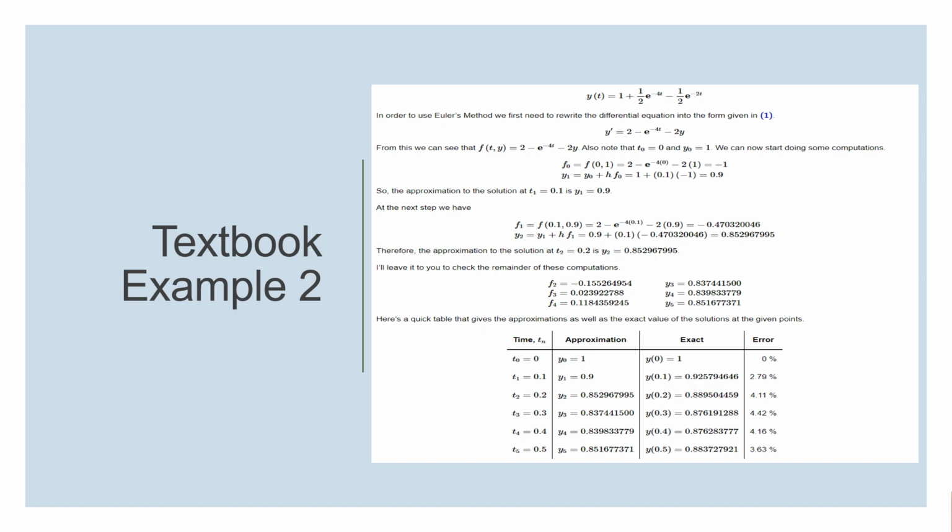Once you found your derivative, you plug it into the function along with your step size and initial values to find your first value, which in this case is 0.9. Once you found that, you plug it back into the function again and keep doing it till you find your second number. In this case it's 0.852967995. You plug that back in to find your third value, and so on and so forth. Here it went to the fifth step, so it's found 5 values. This one also plots the exact line and shows the error percentage between them.